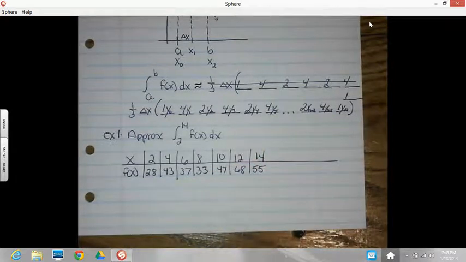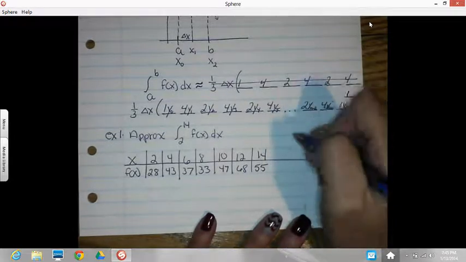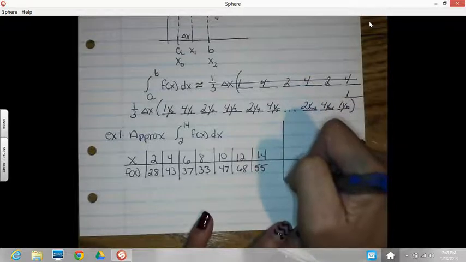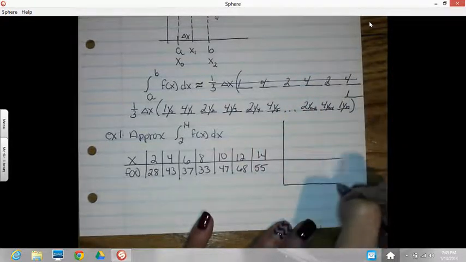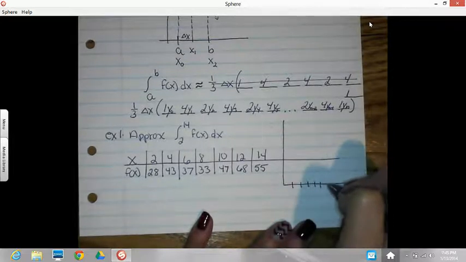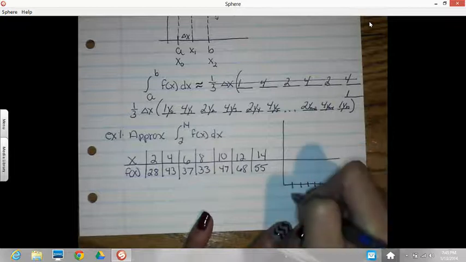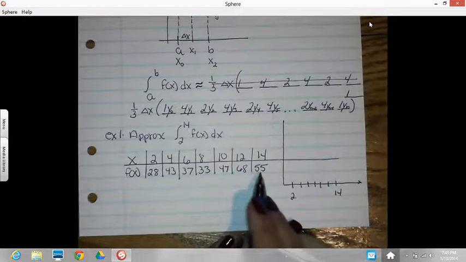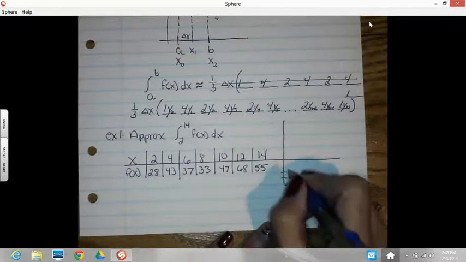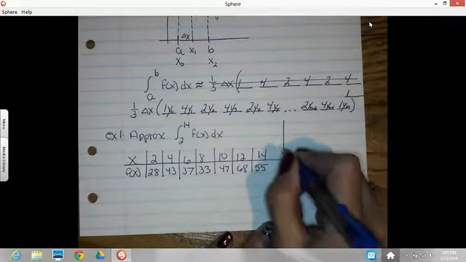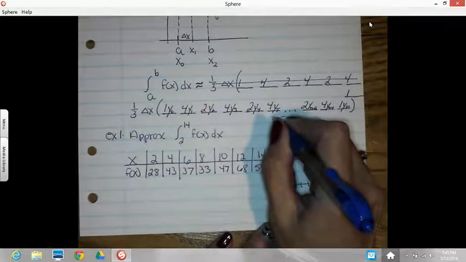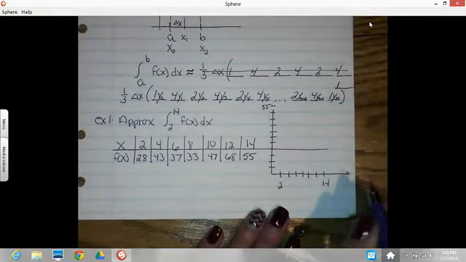If we take the time to make a quick little sketch of this, I wish I hadn't made that line quite so long. So 2, 4, 6, 8, 10, 12, 14. Squeeze that in there. I need my graph to go up to 55. So if I go 5, 10, 15, 20, 25, 30, 35, 40, 45, 50, 55. Went by 5s and made it kind of small. I'm just going to do a quick sketch.